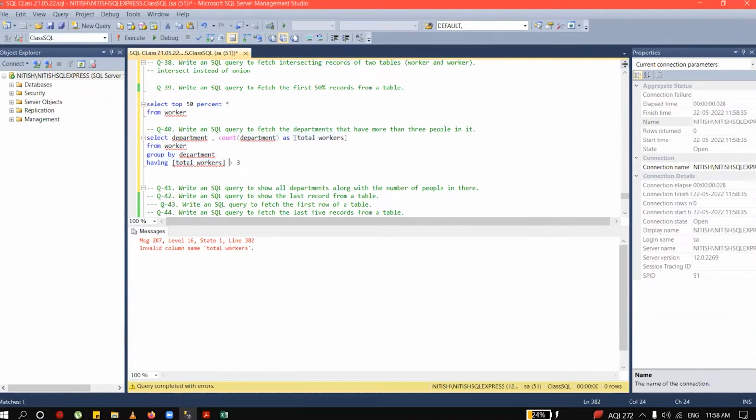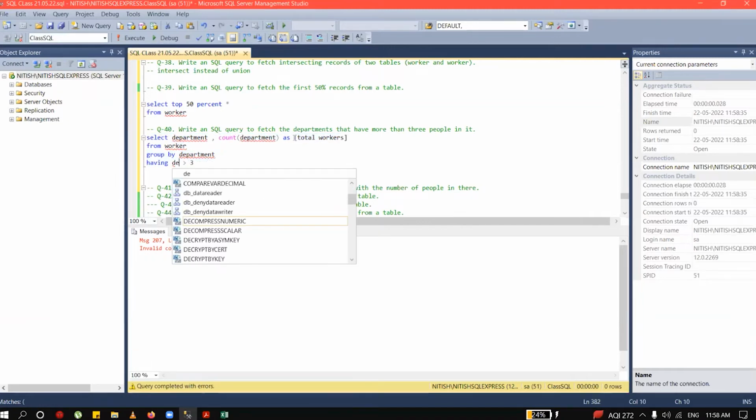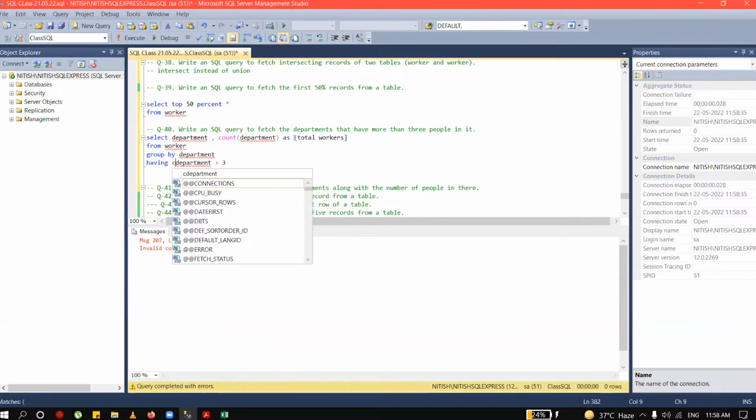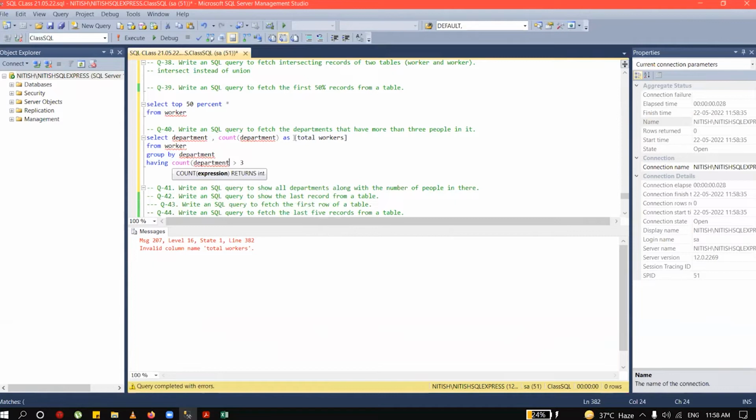Total workers, column name, shifts. Department, not department also. It should be count of department. Aliasing doesn't take place here, because aliasing is only one thing. All of you note it down. Aliasing, whenever we do it, is just for reference purpose. It is what you would like to display as the column name at the time of output. But you cannot make a query on these aliased columns. You have to pass the exact parameter that was there.